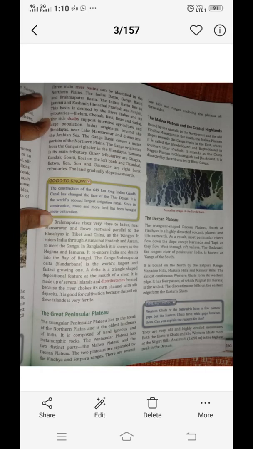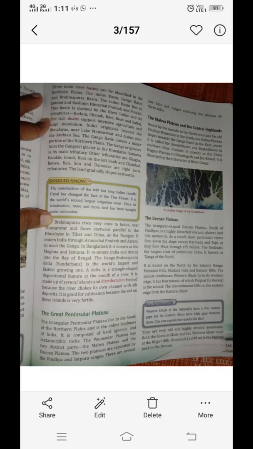The Deccan Plateau is formed by volcanic eruption, and the slope of this plateau is eastward. So most of the peninsular rivers flow down the slope and meet the Bay of Bengal, except two rivers Narmada and Tapi, as they flow westward through the Rift Valley. The longest river of the peninsular plateau is Godavari. It is also called the Ganga of the South.